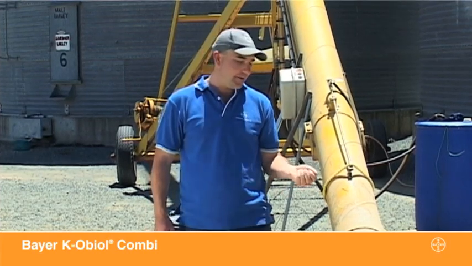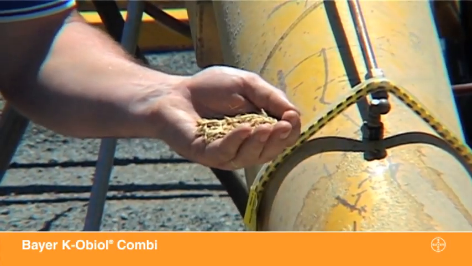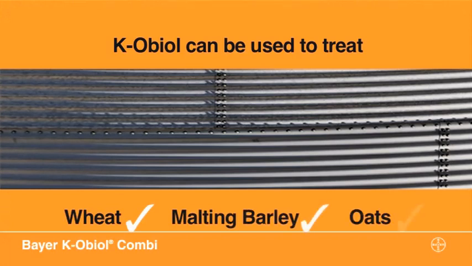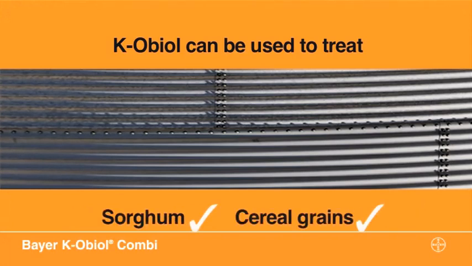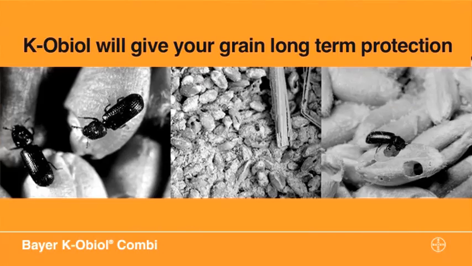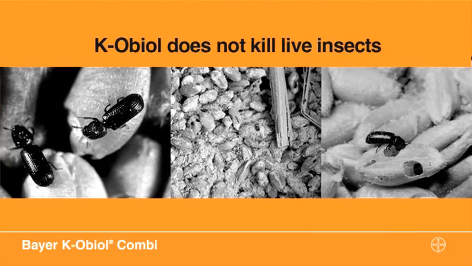But before we get going, we need to be clear on what types of grain we can treat and what we can protect against. Firstly, K-Obiol can be used to treat wheat, malting barley, oats, sorghum and most other cereal grains, but cannot be used on oilseeds and pulses. Secondly, while K-Obiol will give your grain long-term protection from all insect infestations, it does not kill live insects, so it's important that your grain is not infested before treatment.